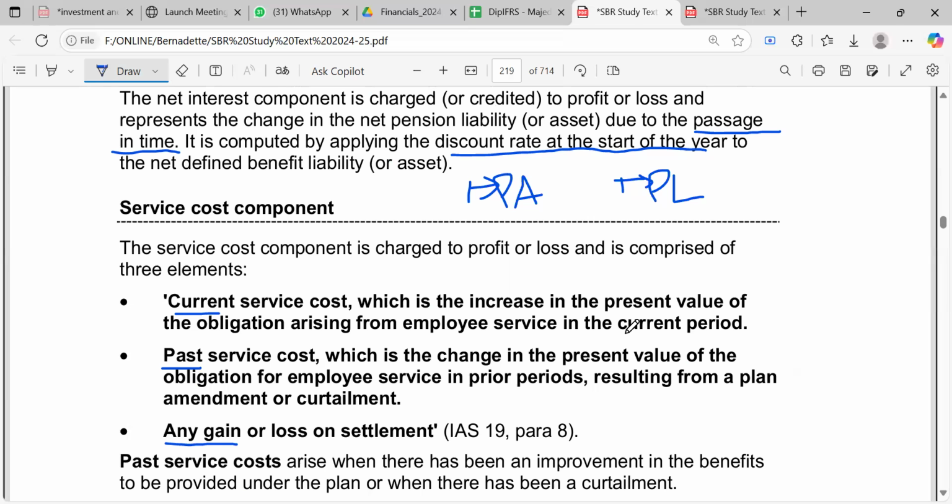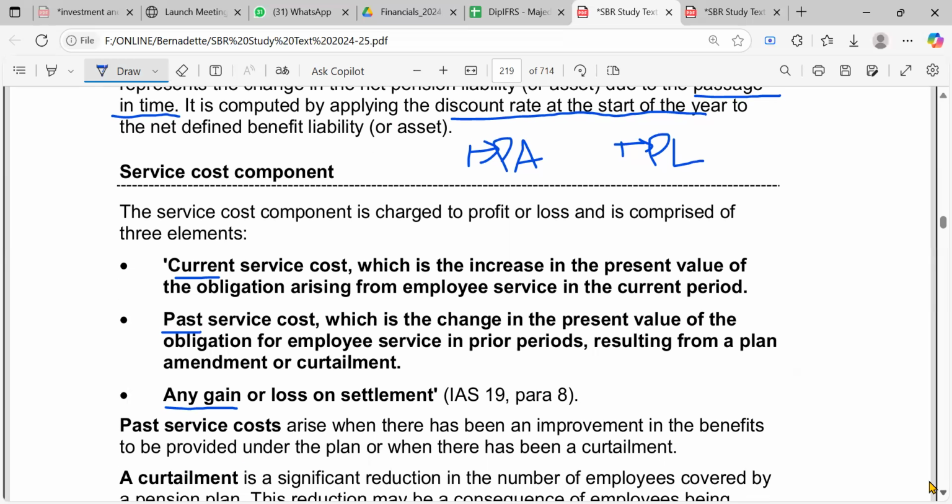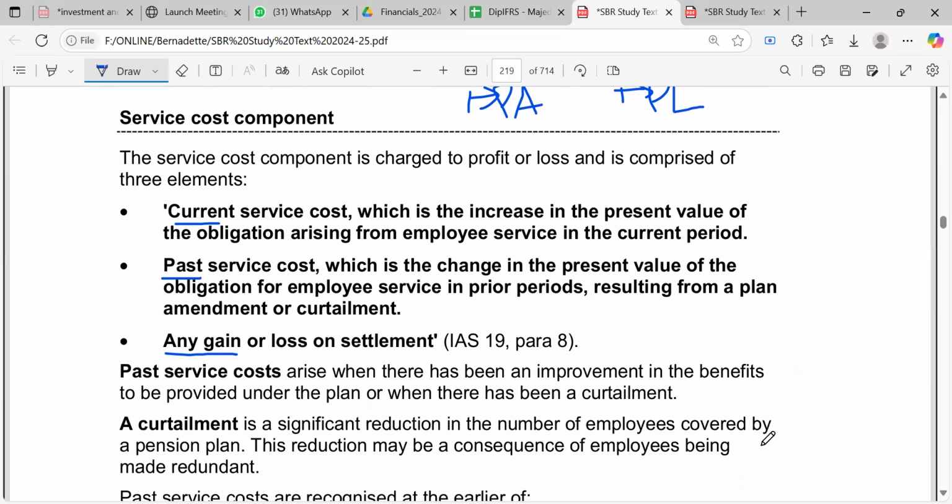So when we're given the figure in words in an exam, you should be able to spot that, right? Whenever you see the present obligation has increased due to the current year service of the employees, that's my current service cost.